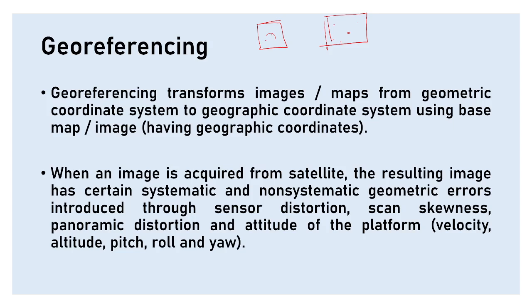So how do you do that? We establish the ground control points. When an image is acquired from a satellite, the resulting image has certain systematic and non-systematic geometric errors introduced through sensor distortion, scan skewness, panoramic distortion, and attitude of the platform, etc. What you have to keep in mind is that our Earth is rotating and also revolving. The satellite also, with some calculations, we have placed it, but it's not necessary that it's able to capture all the images exactly.